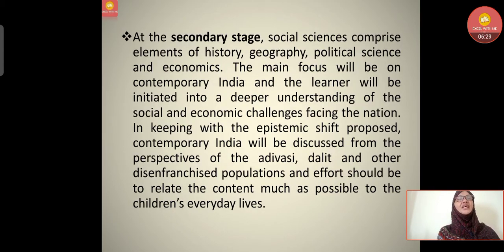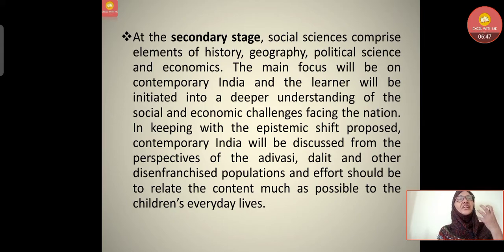Now, at the secondary stage, social sciences comprise elements of history, geography, political science and economics. The main focus will be on contemporary India, and the learner will be initiated into a deeper understanding of the social and economic challenges facing the nation.